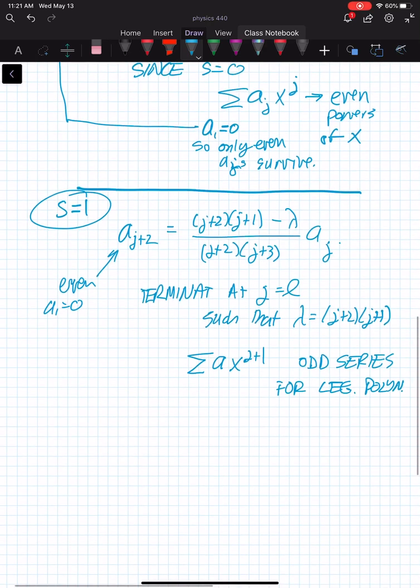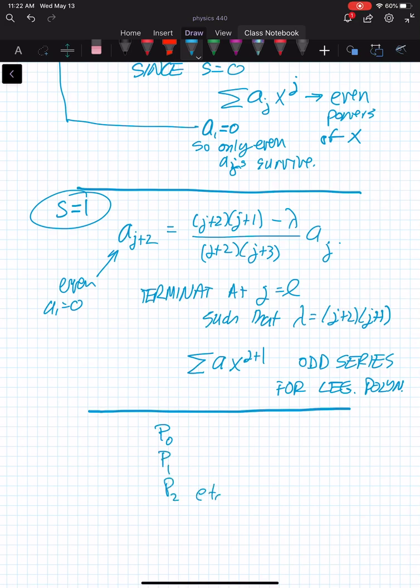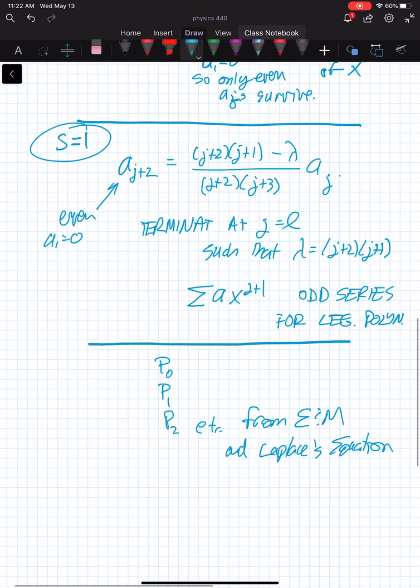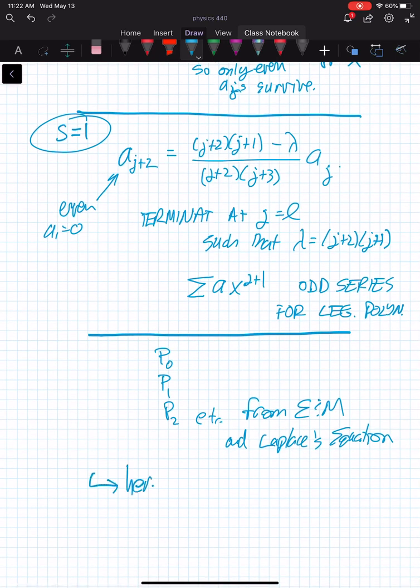So what this gives us, if we normalize things properly in the way that you expect, is that you would get the P1, P2, P0, etc. from, for example, E and M and the solution to Laplace's equation. What we have done here is shown that we have been able to identify the eigenvalue lambda in terms of discrete values, in particular integer values of L.